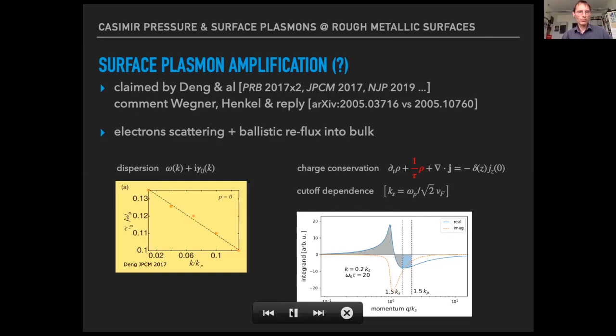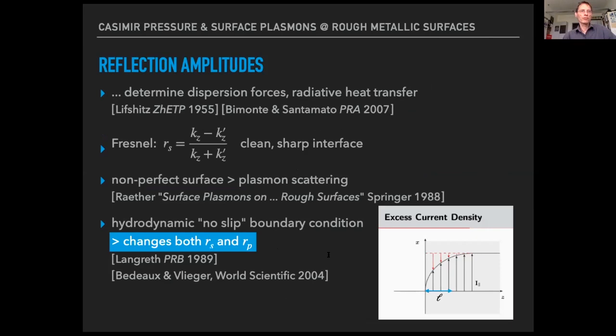Okay, so I will go now to our model for a rough surface. So the idea is to do some electrodynamics for the reflection amplitudes, and change from the usual formulas that actually only apply, à la Fresnel, for a clean and sharp interface. So these coefficients, although in the original paper by Lifshitz it's not explicitly written, you can recognize them there in the Lifshitz formula.